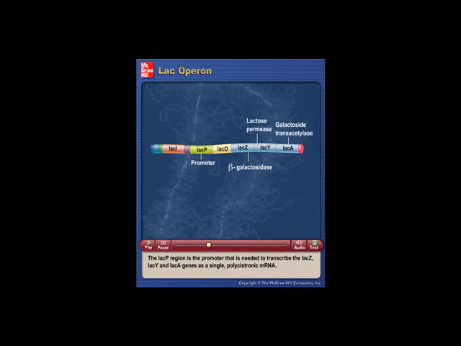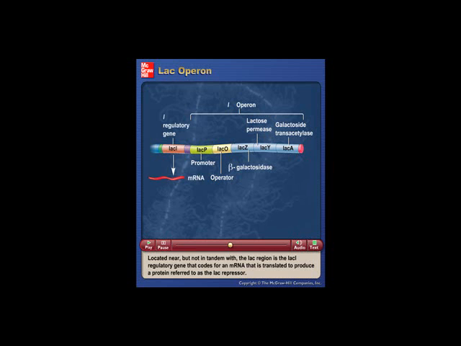The LacP region is the promoter that is needed to transcribe the LacZ, LacY, and LacA genes as a single polycistronic mRNA. The LacO region is an operator site that is involved in the transcriptional regulation of the lac operon. The unit consisting of the lac promoter, lac operator, and the LacZ, LacY, and LacA genes is called the lac operon. Located near, but not in tandem with, the lac region is the LacI regulatory gene that codes for an mRNA that is translated to produce a protein referred to as the lac repressor.